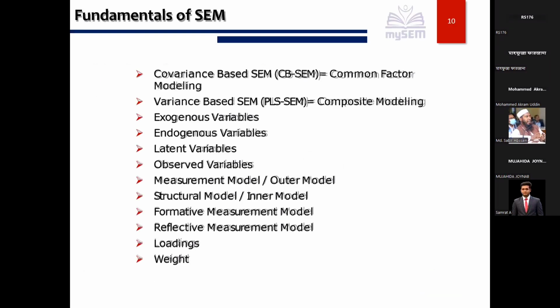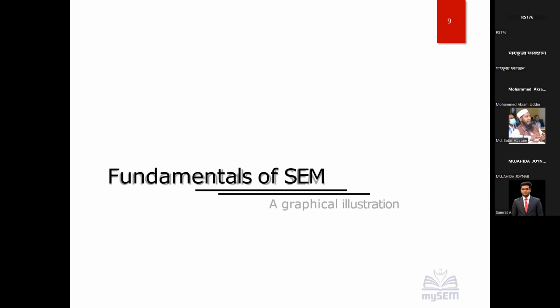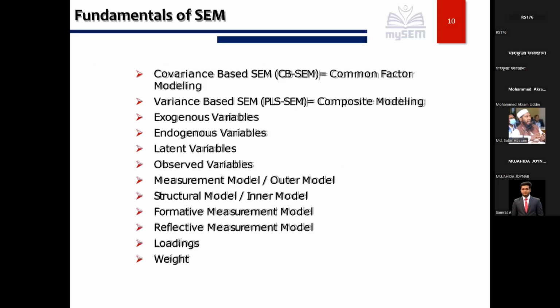I'm just giving an eye-cap. Fundamentals of structural equation modeling. If you use any software of SEM, I'll show how many softwares are there. AMOS or SmartPLS. This is the ABC of SEM, or you could say the formula of the ABC of SEM. I think that's the right word.